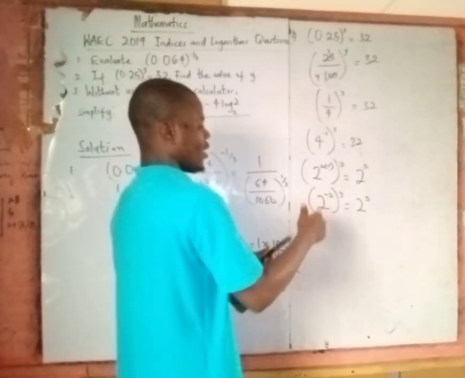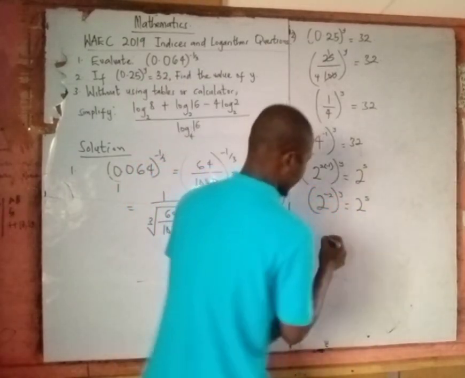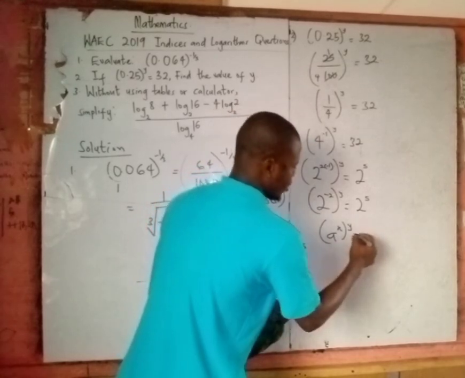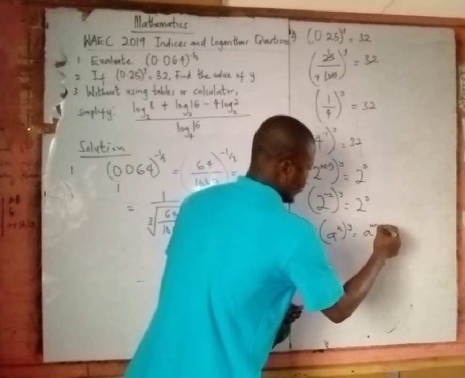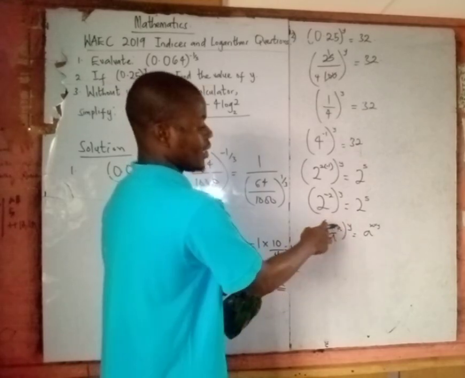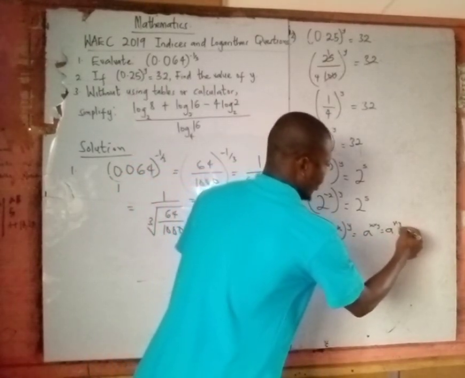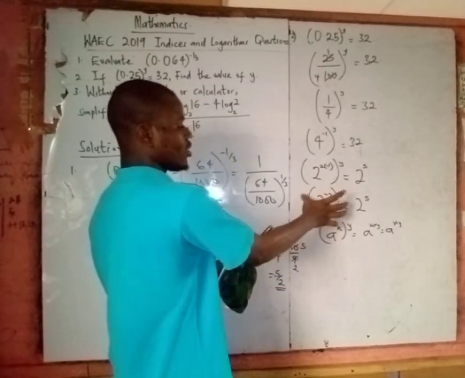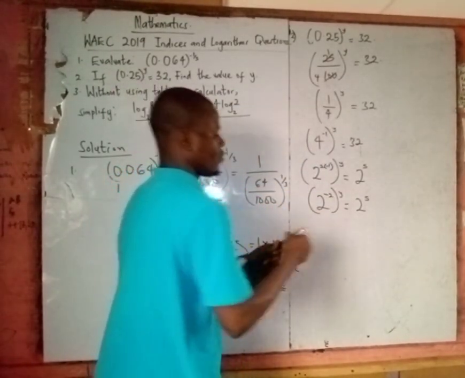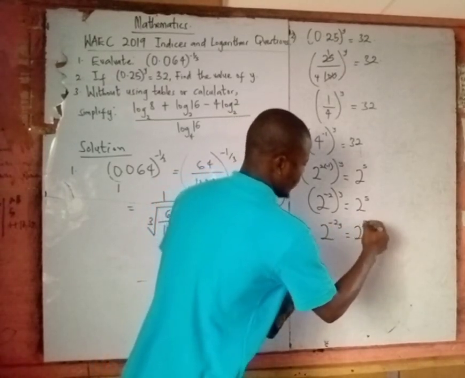Here we use the index law: a to the power x, all to the power y, can be written as a to the power x times y. So you multiply the indices. Applying this law to this question, you multiply minus 2 times y. You have 2 to the power minus 2y equals 2 to the power 5.